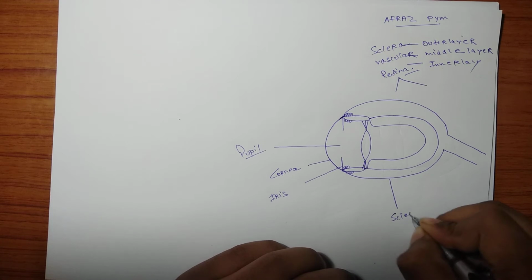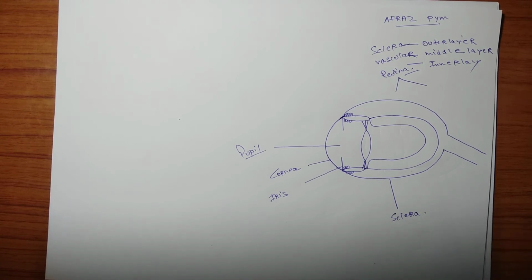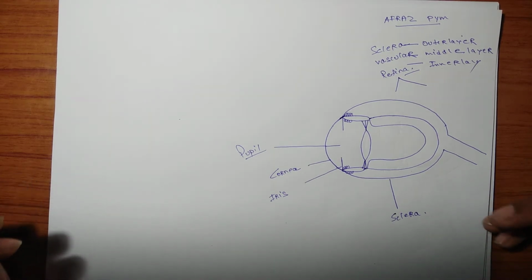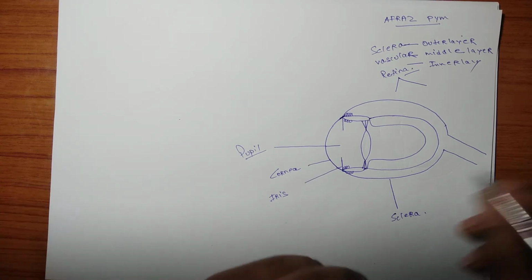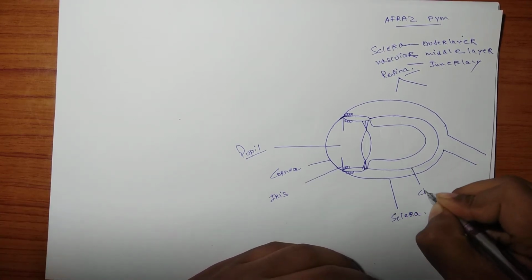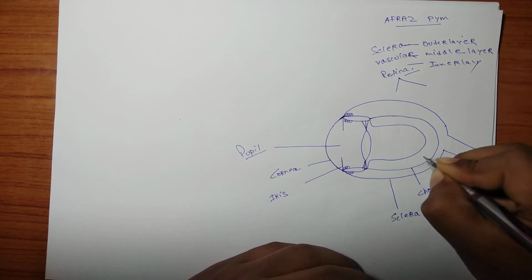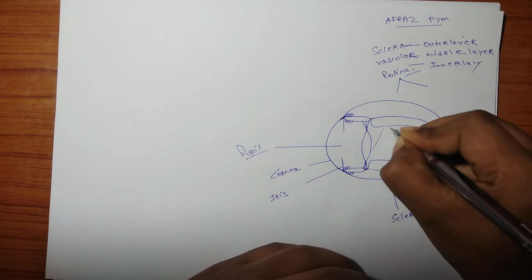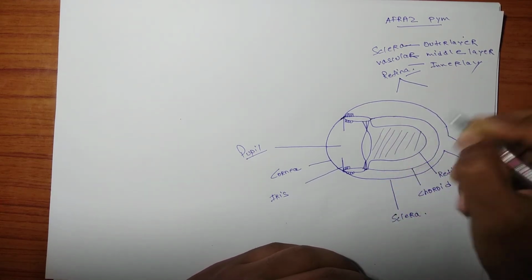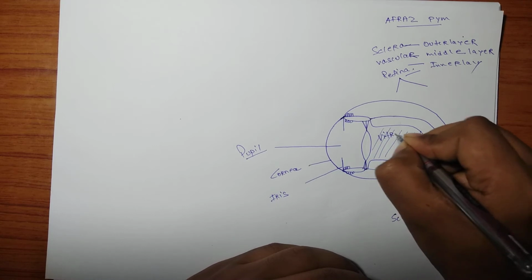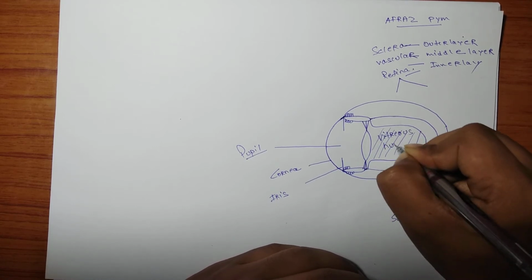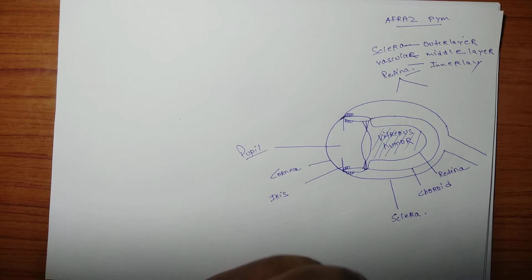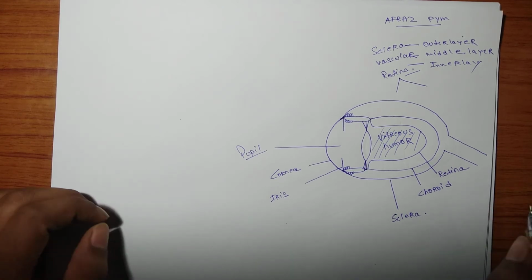This is your sclera. What is the sclera? The white part of your eye, right? The white part that you see in the eye is the sclera. Remember, on the top layer of the sclera we have the conjunctiva, which is also a transparent layer. This is the sclera. Inside is the choroid. Inside this is the retina, and this part is the vitreous humor. This is a jelly-like material, right?